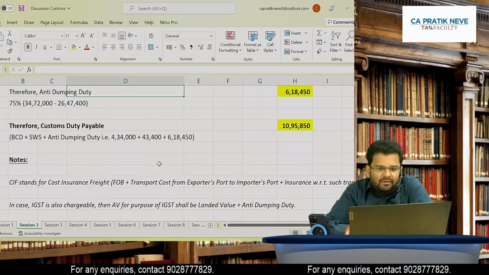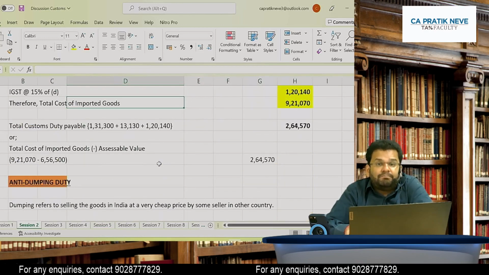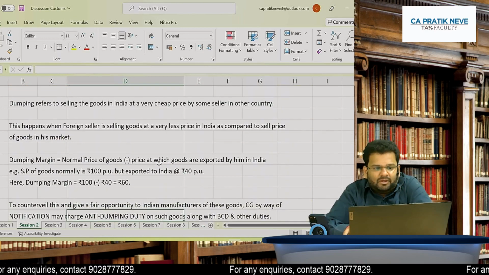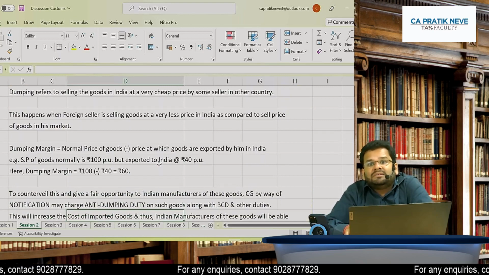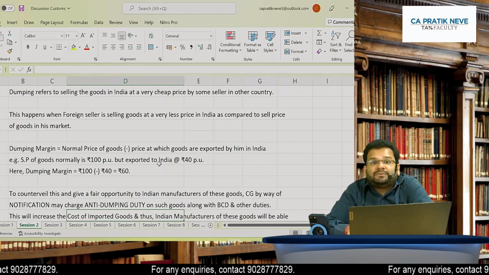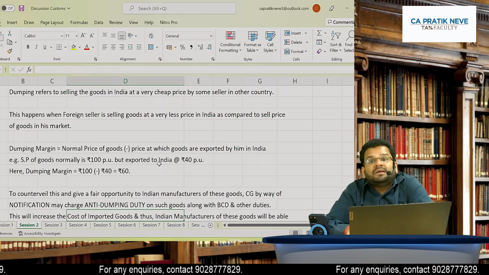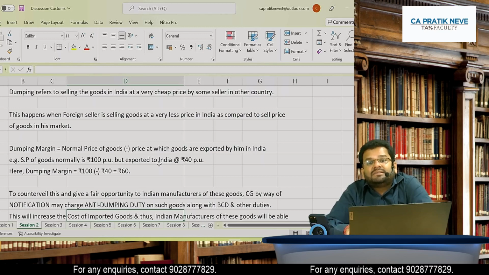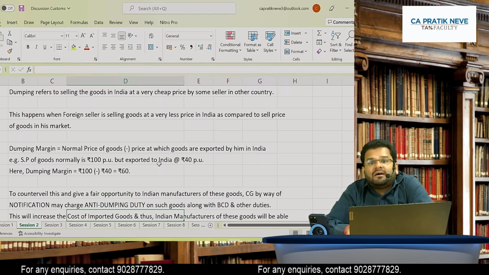Okay, the institute has asked about anti-dumping duty in the past. Okay, what is dumping? Dumping is selling at an excessively low price. This exporter in his country is selling for 100 rupees, but in India he is selling for 40 rupees.